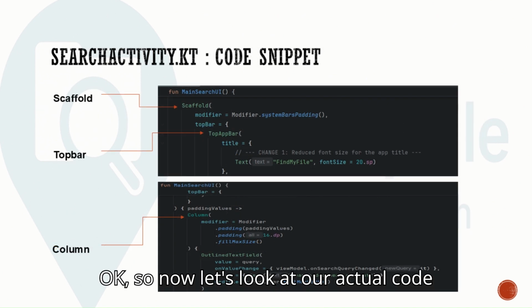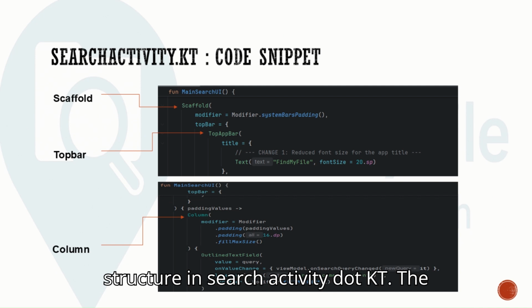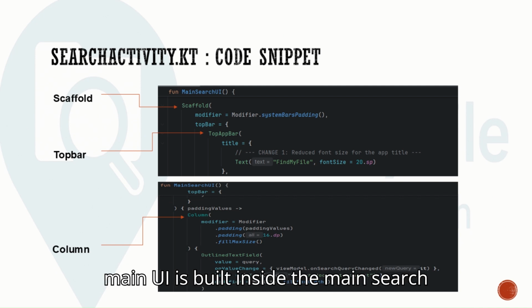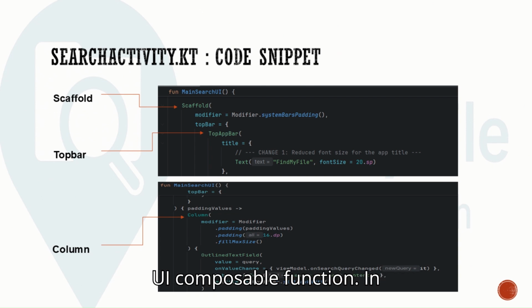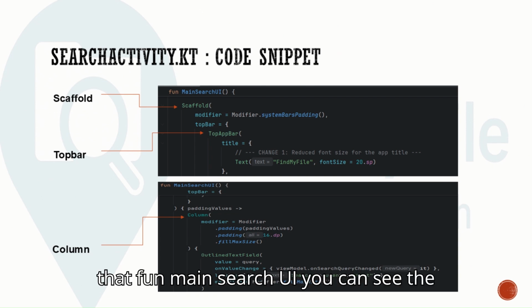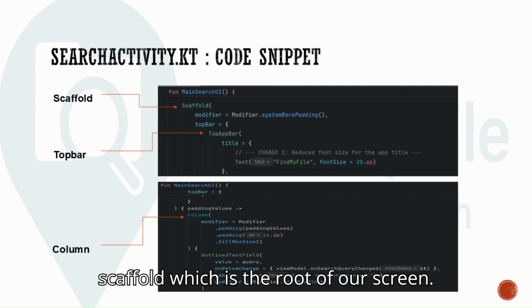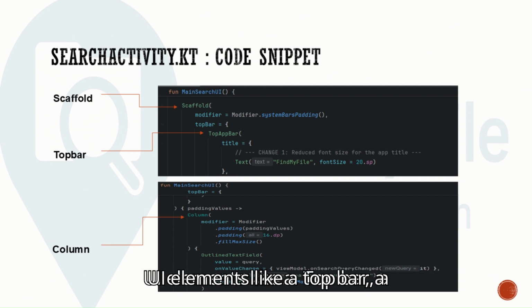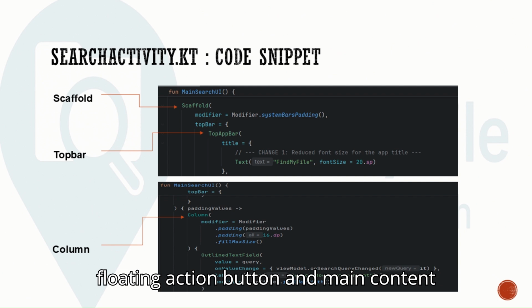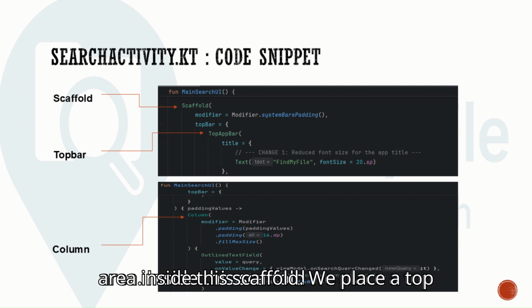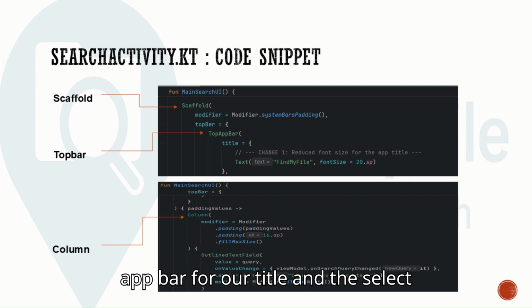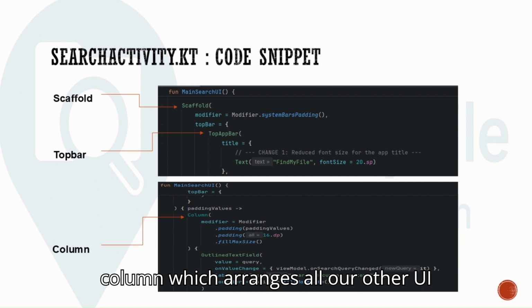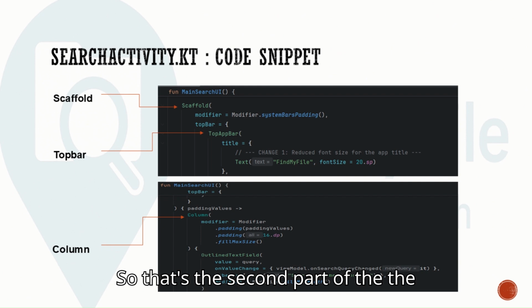Okay, so now let's look at our actual code structure in SearchActivity.kt. The main UI is built inside the MainSearchUI composable function. In that function, you can see the Scaffold, which is the root of our screen. This is a standard Material Design layout component that gives us slots for common UI elements like a top bar, a floating action button, and the main content area. Inside this scaffold, we place a top app bar for our title and the select folders link. The main content is a column which arranges all our other UI elements vertically, one after the other.